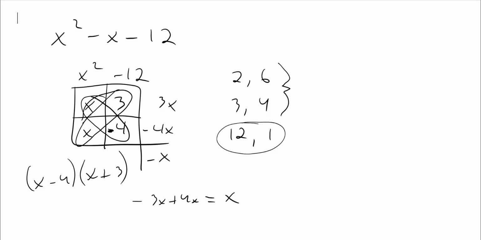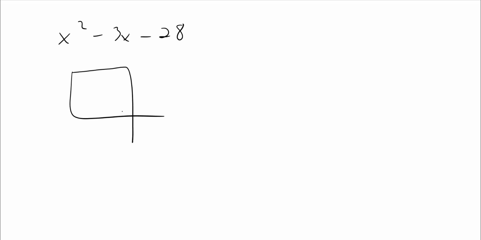Okay, so let's keep going. I got a bunch more to do here, just because I think it's good to do practice here. x squared minus 3x minus 28. So x and x. Oops, so let me write this out here. Negative 28 and negative 3x. So remember, one of them has to be negative.